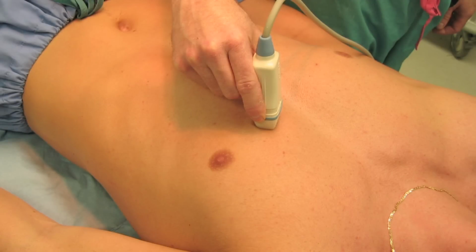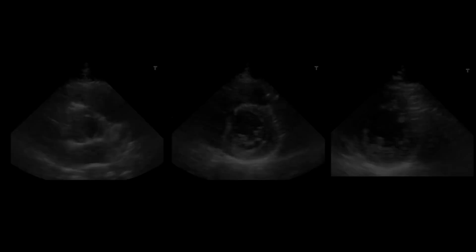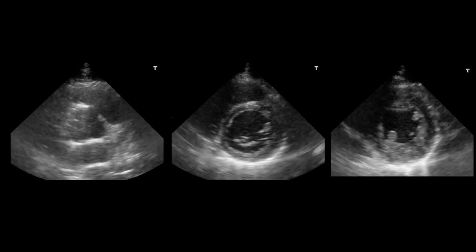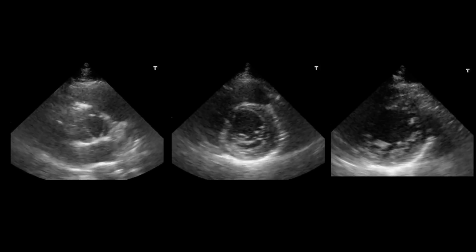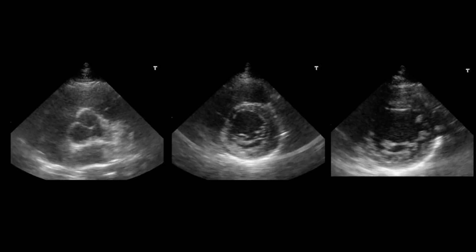By simply rotating the probe 90 degrees from the peristernal long axis view and aiming the marker dot towards the patient's left shoulder, the peristernal short axis views can be obtained. The peristernal short axis views are more difficult to learn and understand because 3 very different views can be obtained by tilting the probe towards the base or towards the apex of the heart.